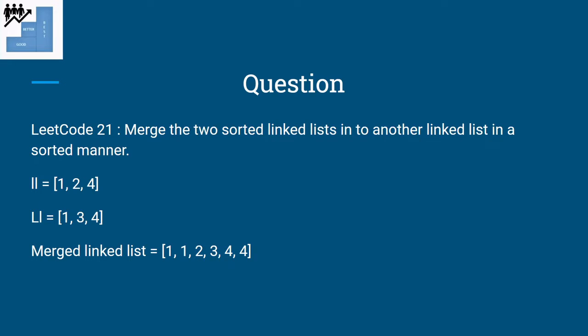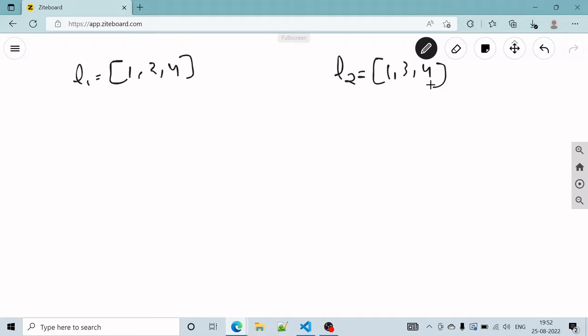This is LeetCode problem number 21. Before looking at the solution, I recommend you attempt the question yourself. The link to the question is given in the description. Let's understand the approach to merge these two sorted linked lists into another linked list.